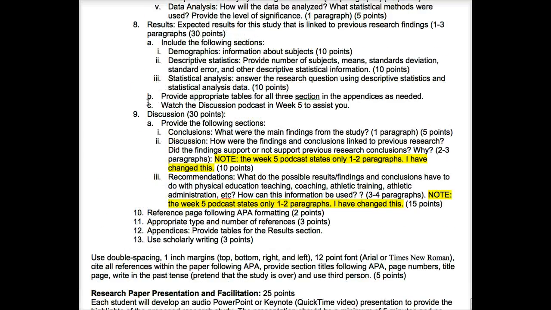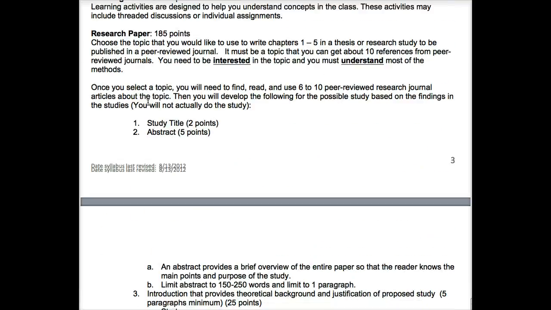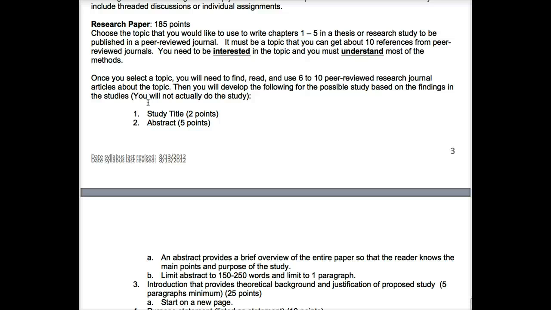So don't wait till the last minute to do this assignment. Start working on it now. This is a big assignment, and if you have any questions about what you're doing, please post them in the Q&A forum. I know you're going to have questions. I expect you to have questions, and so please post them in the Q&A forum so I can help you understand what you're doing.